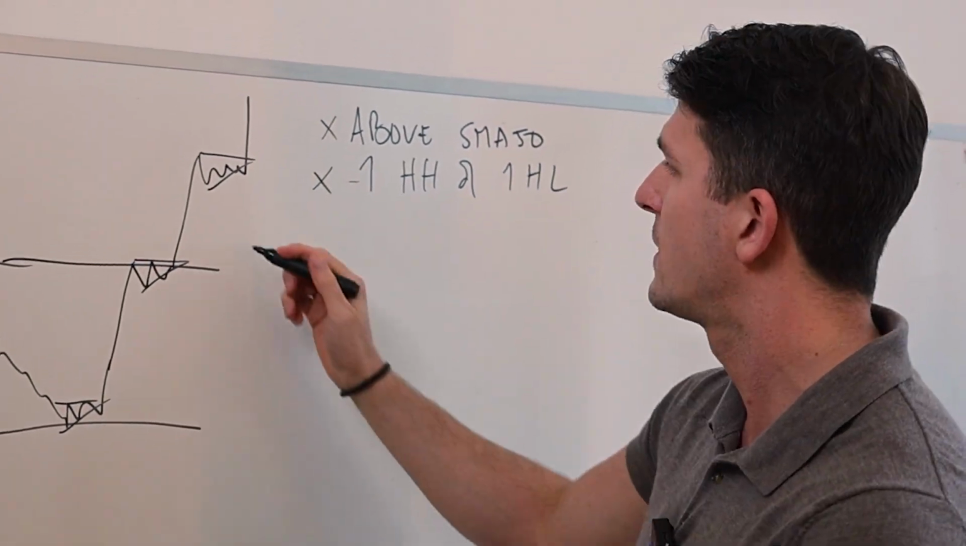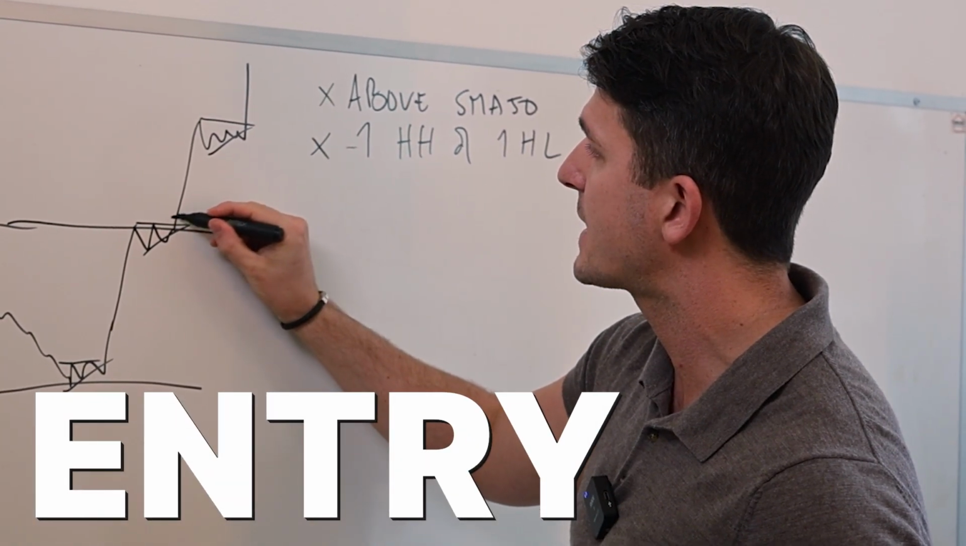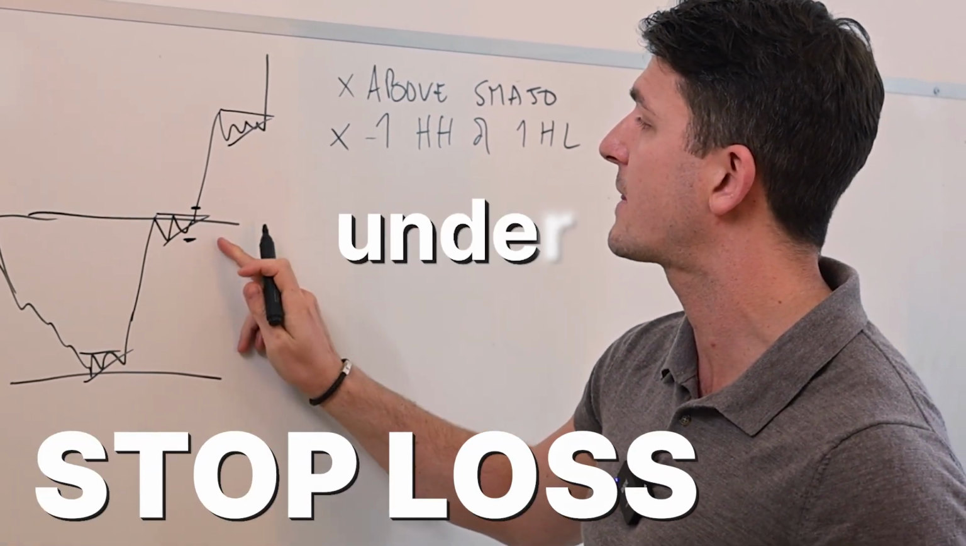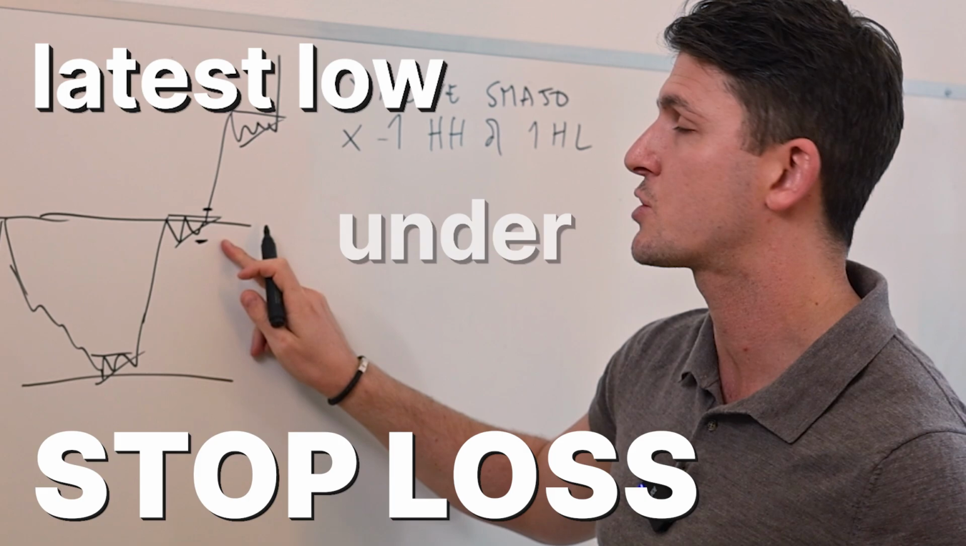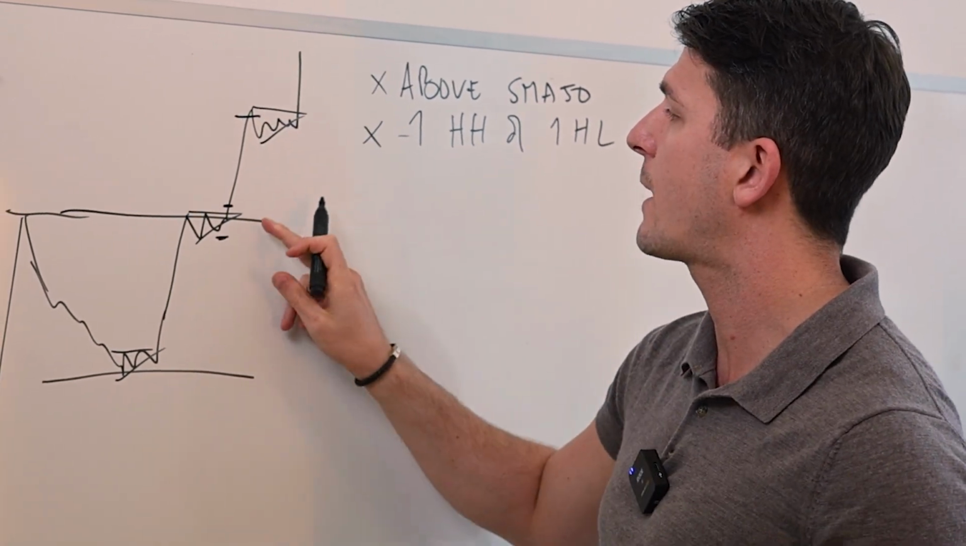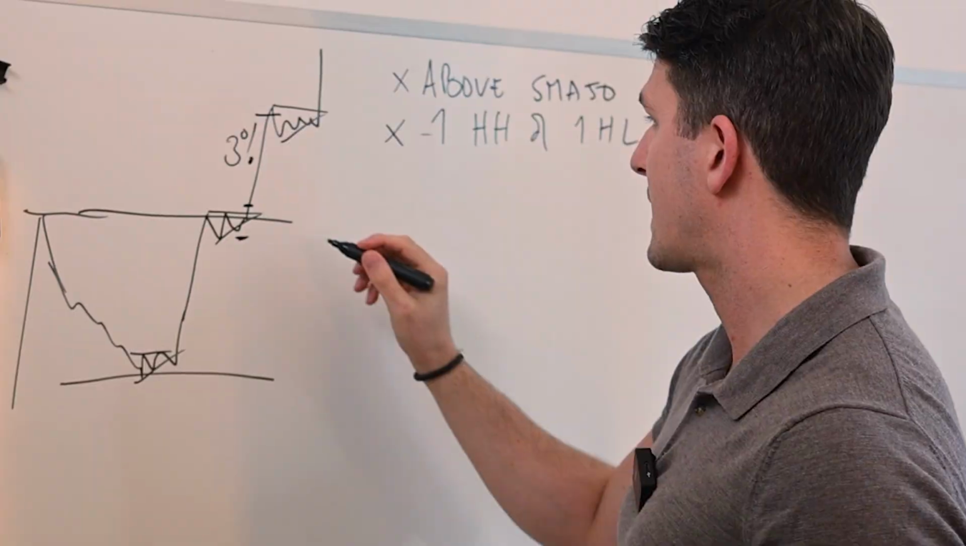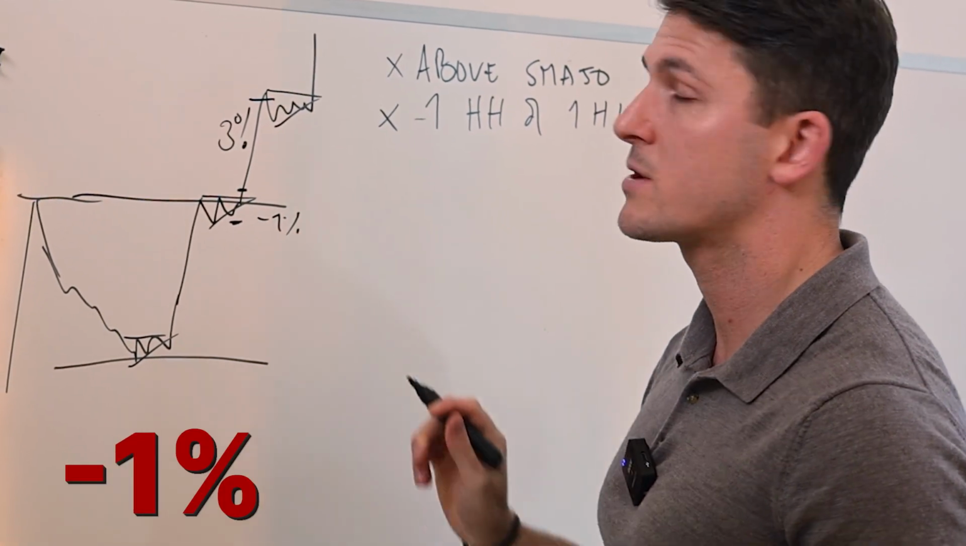For example, I will enter once it breaks a little bit above the resistance, stop loss underneath the latest low. I'll show you a visual example in a moment, and I'll look for it to go up 3 times as much as I'm risking. So I'm looking to make 3%, and I'm only risking 1% in the worst case.